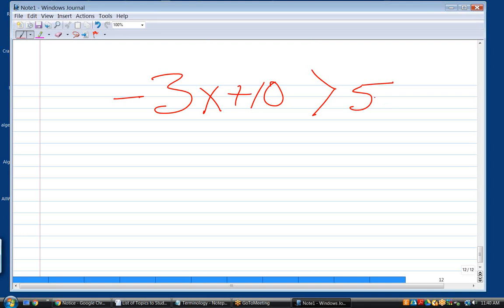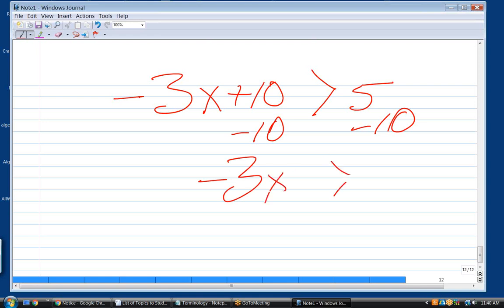One of the important concepts of solving equations or inequalities is you want your variables on one side and your numbers on the other. So you wouldn't want to subtract 5 from both sides. That would put both things on the same side of the inequality. But by subtracting 10 from both sides, now you have the variables on one side and the numbers on the other. Next step.